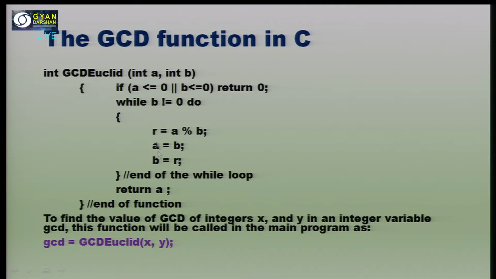A and B are called formal parameters, and x and y in the main function or the main program will become your actual parameters. So suppose x is 5, y is 10, then these two values will be passed down to A and B automatically by this function call, which is GCD equals to GCD Euclid x and y. Remember, we said that it is going to return a value. So whatever integer value this particular function is going to return will go into variable GCD. So this is how the functions work in a programming language.